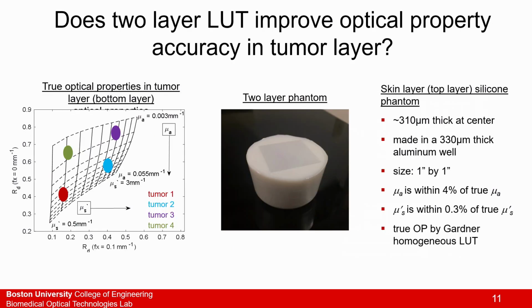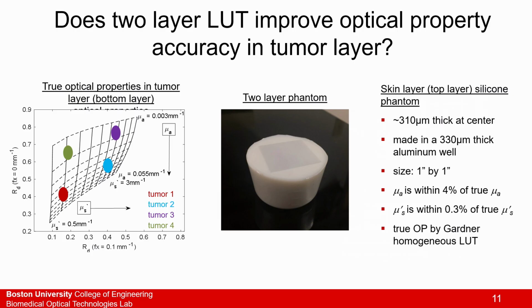To answer the question if the two-layer lookup table does improve optical property accuracy in the tumor layer, I conducted a phantom experiment where I made 4 different two-layer lookup tables, all with the same top layer. So the optical property pairs for the tumor layer are representative of 4 sections of the lookup table, and I termed them tumor 1, 2, 3, 4 just because they represent tumor layer. And for the top layer, I made a 310 micrometer thick silicone layer out of a 330 micrometer thick aluminum well with the size of 1 inch by 1 inch.